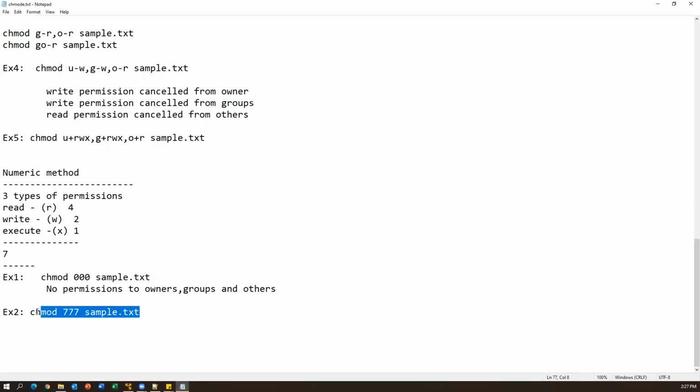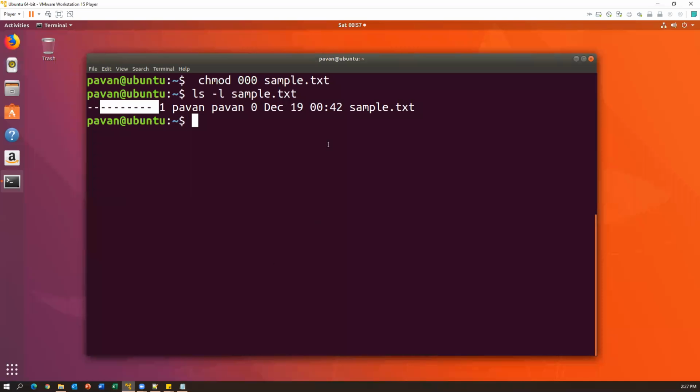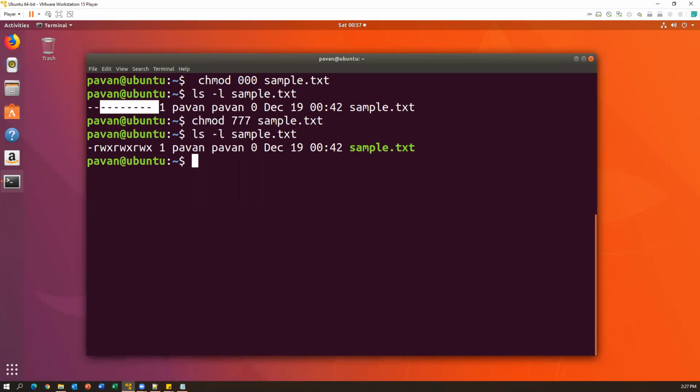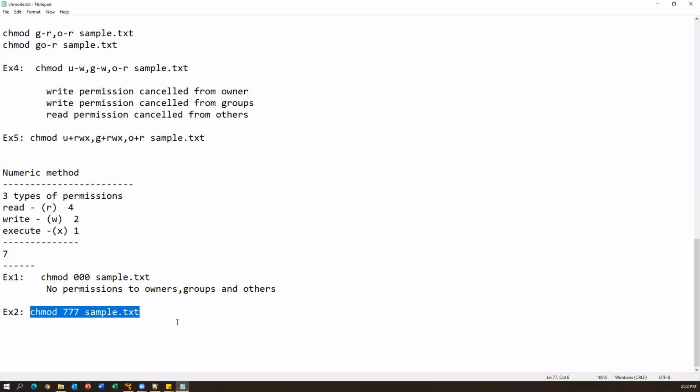So when I execute this command, it will give all the permissions to all the groups. Let me execute. And now we'll see ls -l sample.txt. Now we can see rwx, rwx, rwx. Read, write, and execute permission I've given to all the users or owners, groups, as well as others. So this is one command. Let's copy this. And this is a usage of 777. Now let me take one more example.